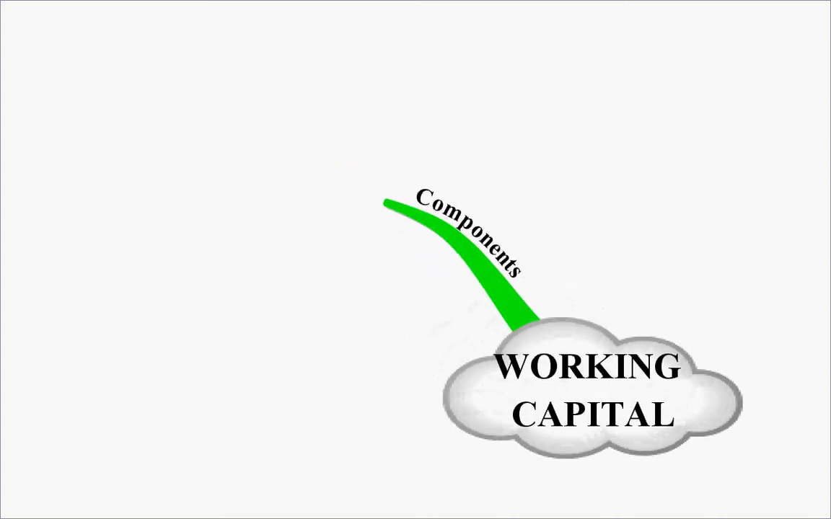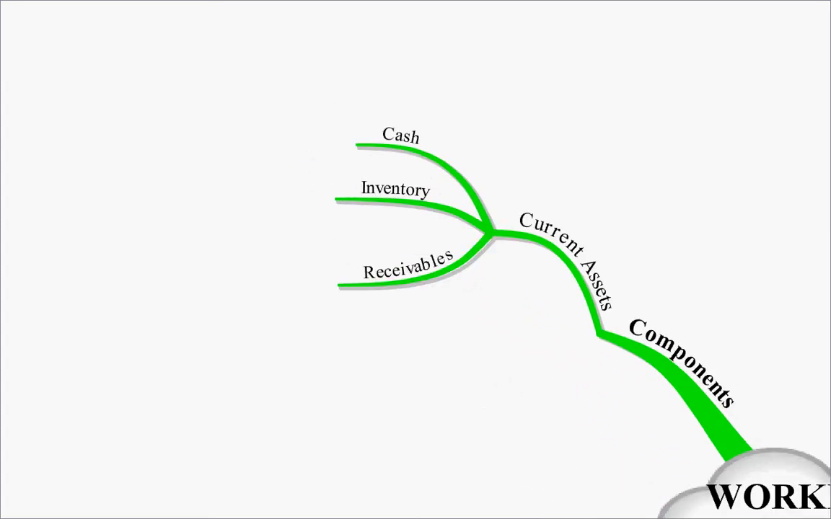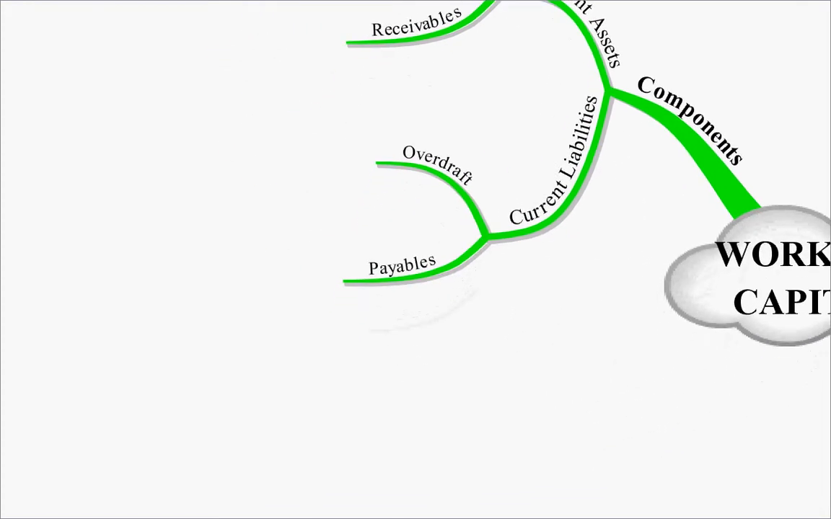This one was on working capital. Okay, so the components of working capital first of all. Well, you'll generally have to fund basically your net current assets. So your current assets will be your cash, your inventory and your receivables, less your current liabilities, which will be your overdraft and your payables. So when we're thinking of the components of working capital, these are it.